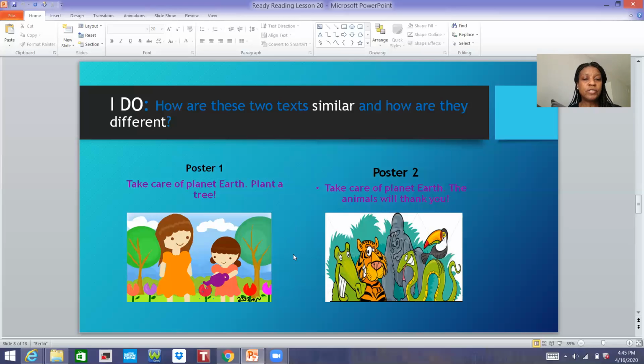How these two posters are different is that poster 1 says, plant a tree. That's one way of saying how to take care of planet Earth. Poster 2 says, the animals will thank you. That's another way of saying it, and that's how poster 2 is different from poster 1.